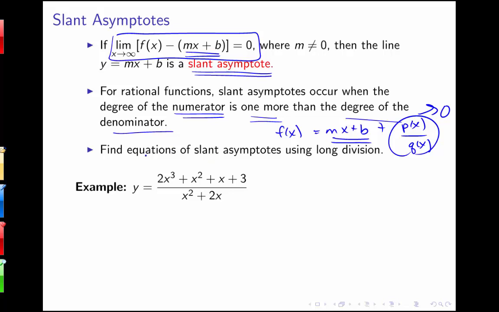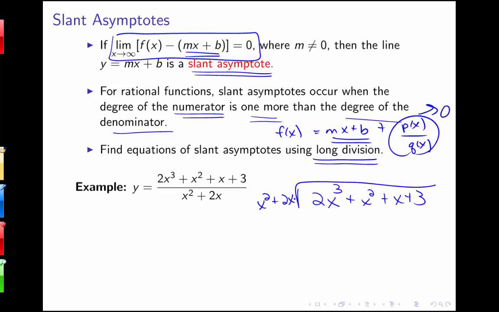And the way we'll try to find equations of slant asymptotes is by using long division, or polynomial long division. So if I look at something like this, where I have 2x cubed plus x squared plus x plus 3 all over x squared plus 2x, to rewrite this as a sort of equation of a line plus some remainder term, I'm going to be looking at 2x cubed plus x squared plus x plus 3 divided by x squared plus 2x. And then I think about how many times does x squared go into 2x cubed. In other words, what would I have to multiply x squared by to get 2x cubed? And here the answer would be 2x.